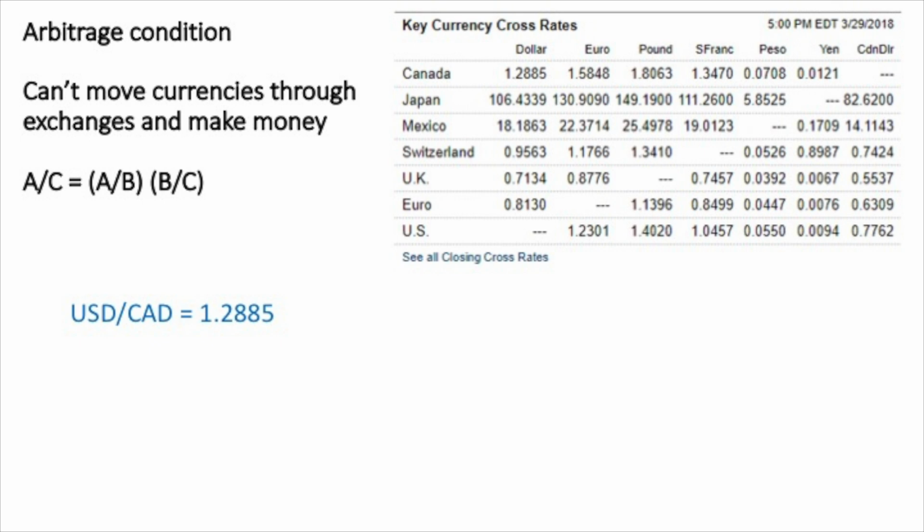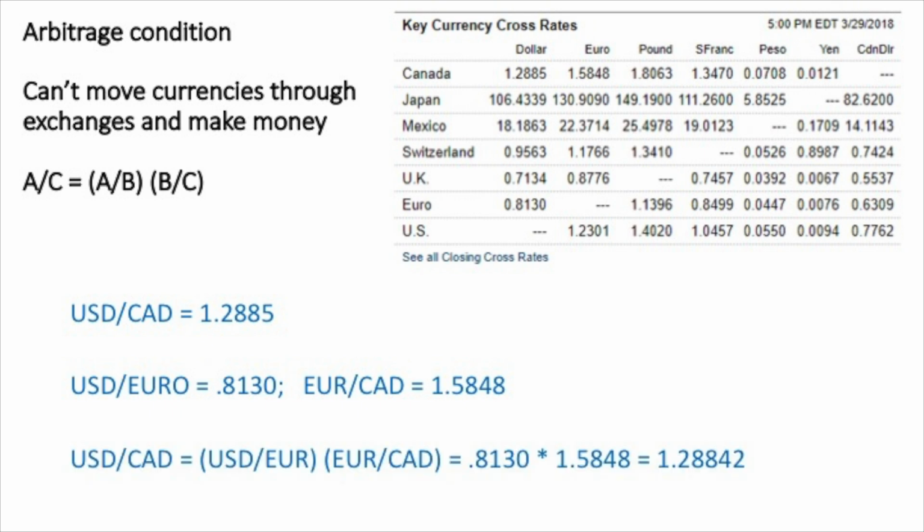US dollar to Canadian dollar. 1 US dollar will get 1.2885 Canadian dollars. Now let's take two other exchange rates. US dollar to euro, 0.8130. Euro to Canadian dollar, 1.5848. If I multiply or transfer US dollar to euro, euro to Canadian, do the math, 0.8130 times 1.5848, it will pretty closely equal the US dollar to Canadian dollar exchange rate.